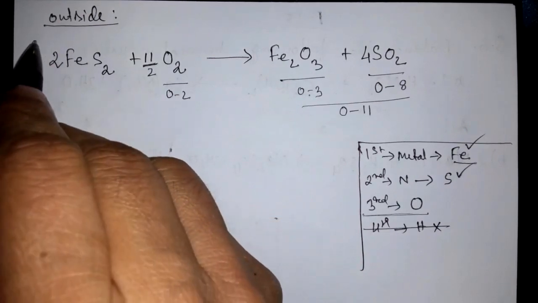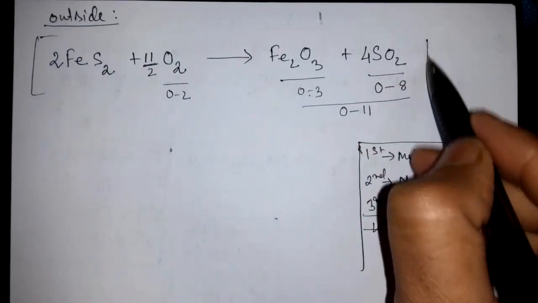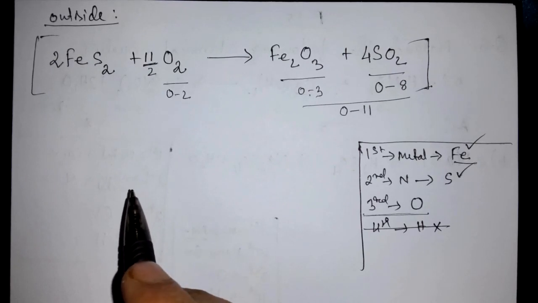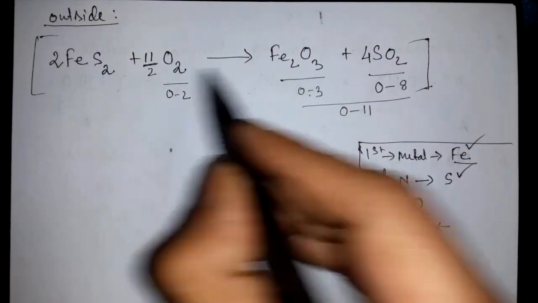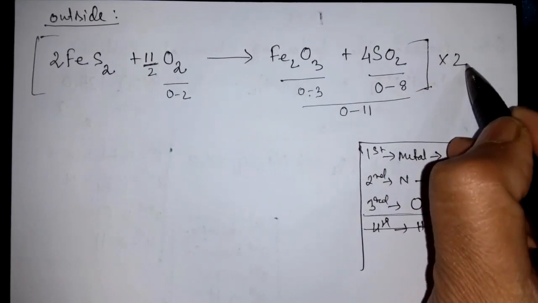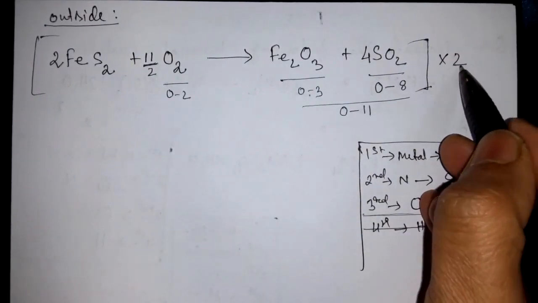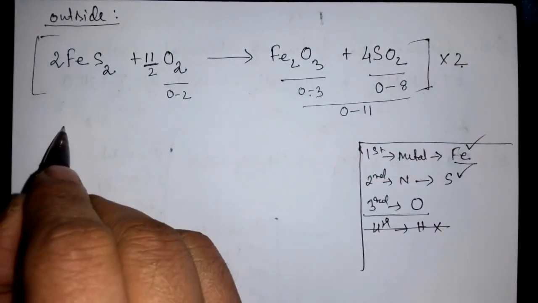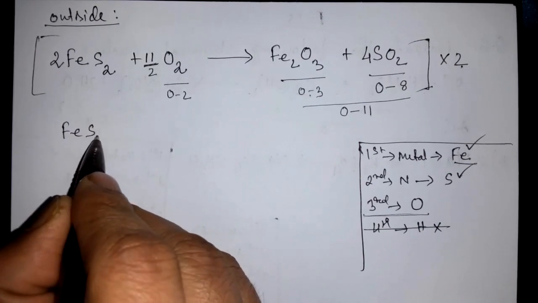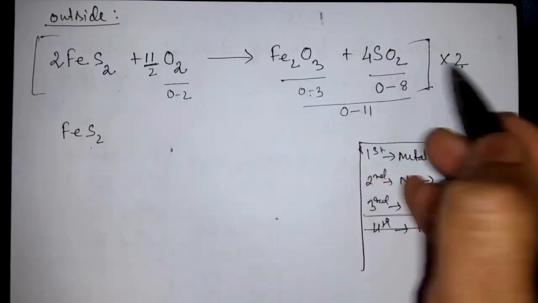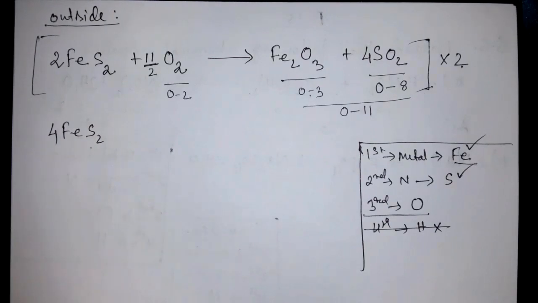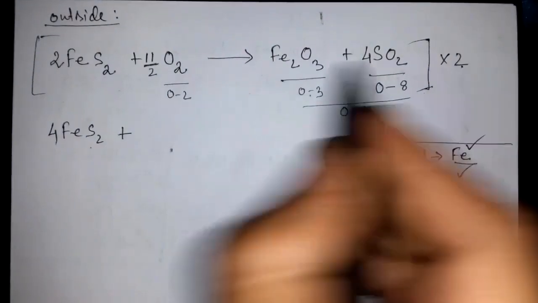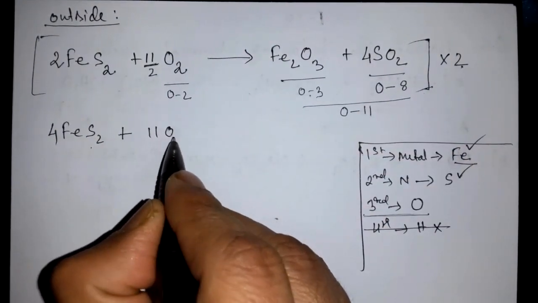What you can do is multiply the whole equation by the denominator number that you want to remove. So here the denominator is 2. So the whole equation you multiply by 2. This 2 you have to multiply in all the substances. So let us start from here. FeS2 formula you just copy. This 2 you multiply by 2 and write whatever is coming. Now this 11 by 2, if you multiply by 2, you'll get 11.